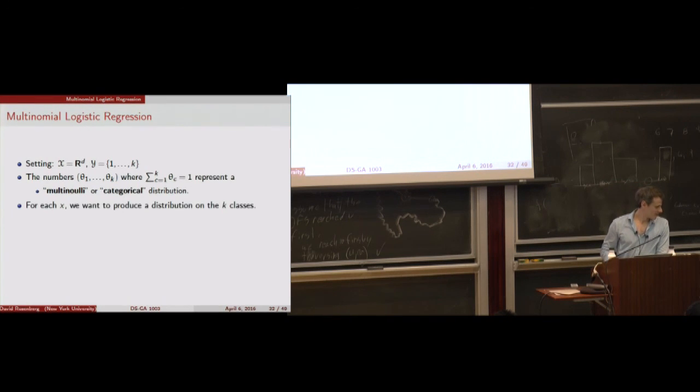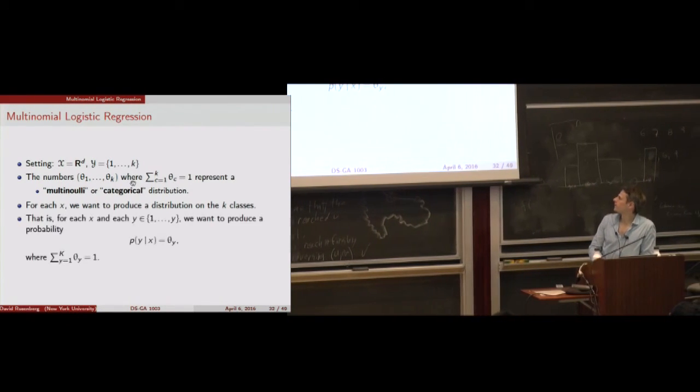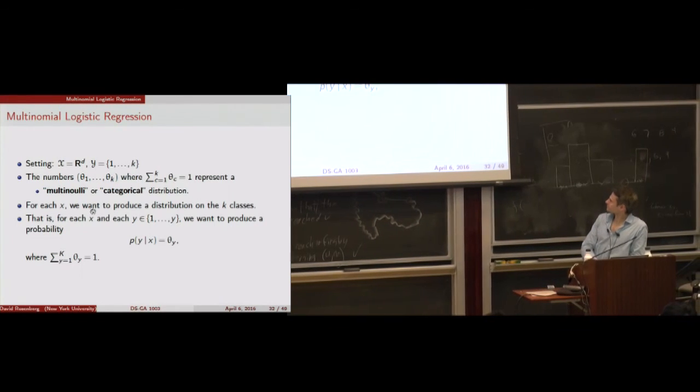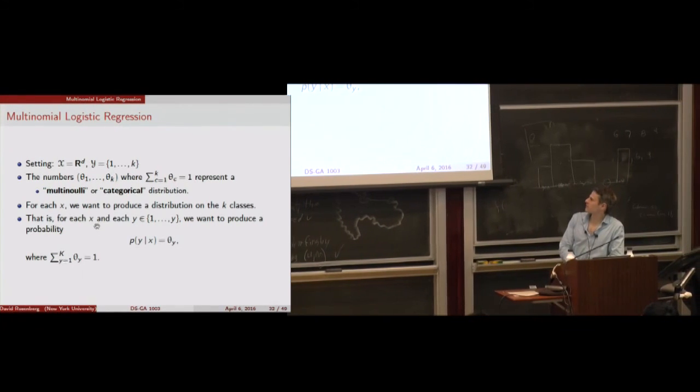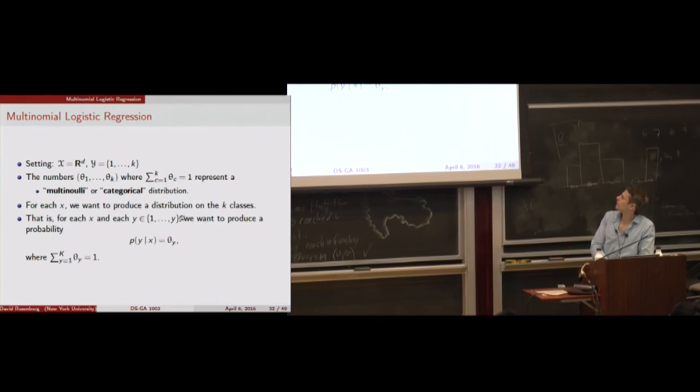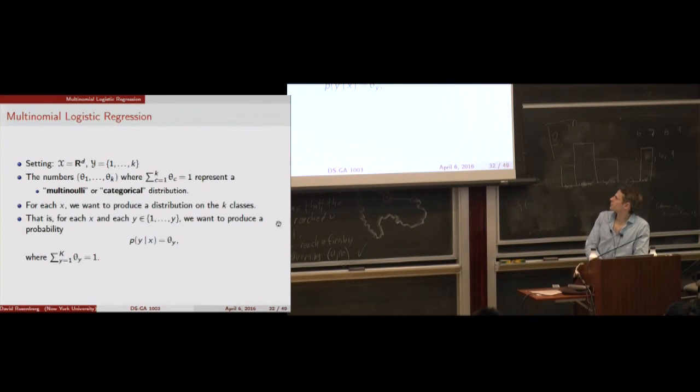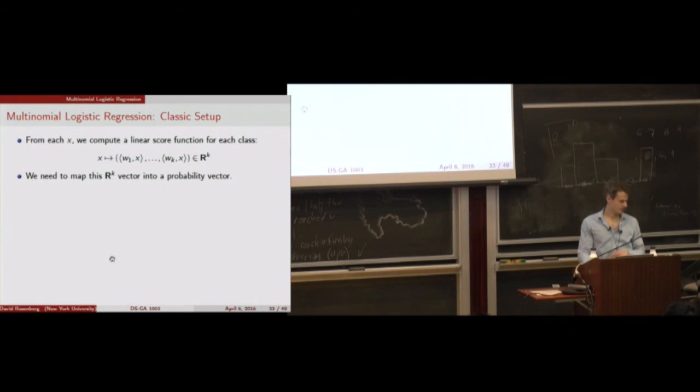But anyway, for each x, we want to produce a distribution on the k classes. We want to produce these kinds of thetas. So let's spell that out a bit. One way to talk about that is for every x and for every class y, whoops, that should be k, sorry, we want to produce a probability theta y. So the probability that we assign to class y for a given x would be theta sub y. OK. So how can we get that into our logistic regression style framework?